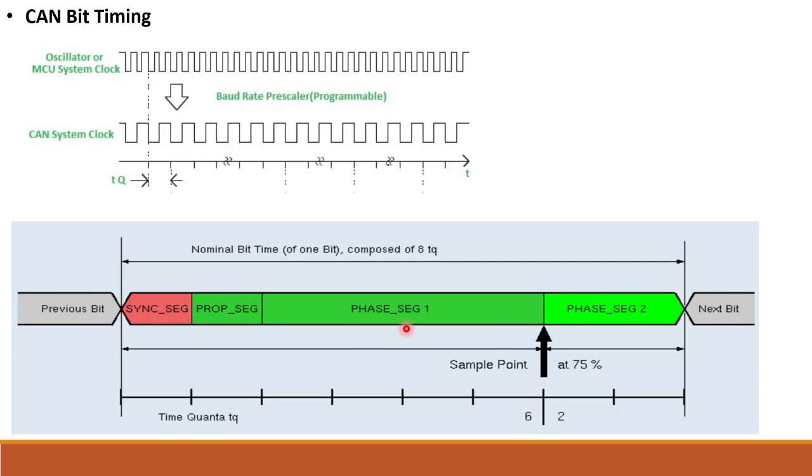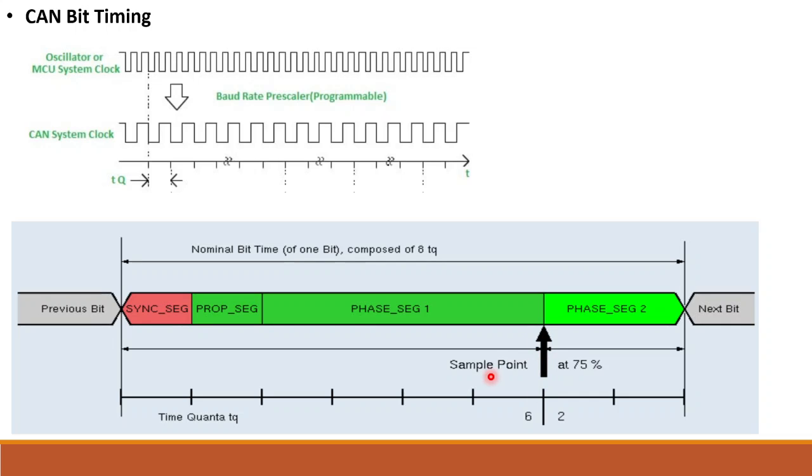Similarly, phase segment 1 and phase segment 2 are also a maximum of 8 time counters. That is the way we denote the one nominal bit. For example, I want to mention the sampling point. Here I want to detect the exact bit, whether it is recessive or dominant. Mainly using this sample point, we are going to decode.